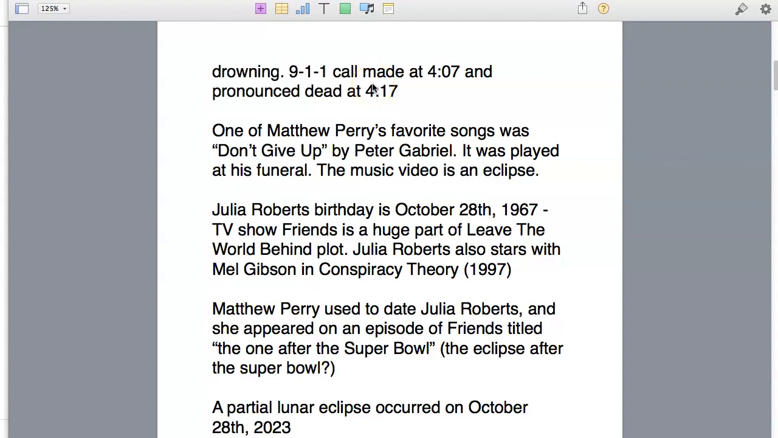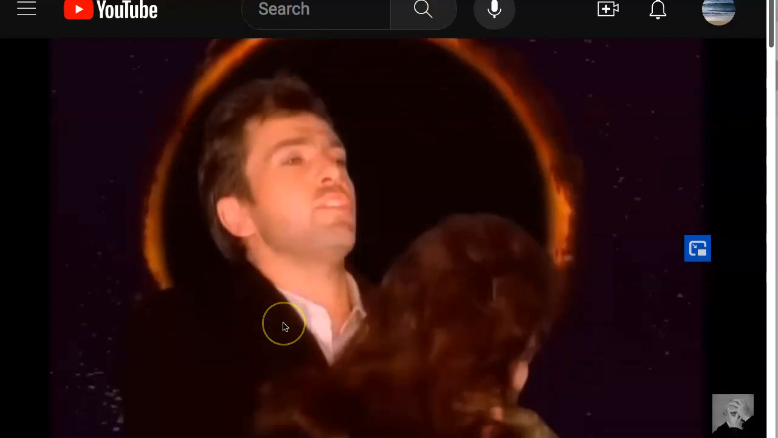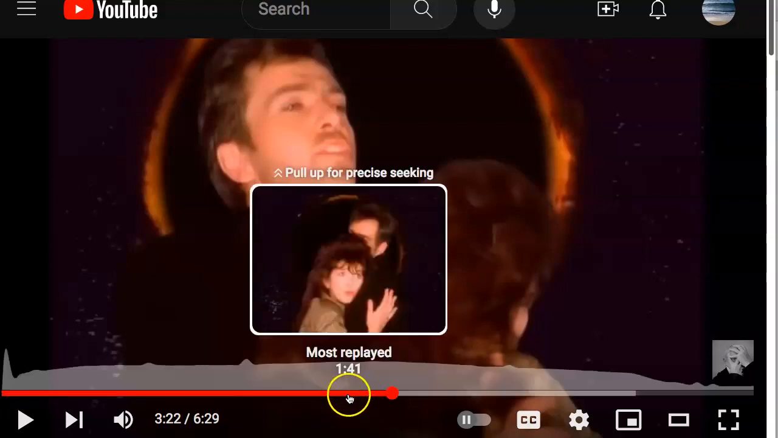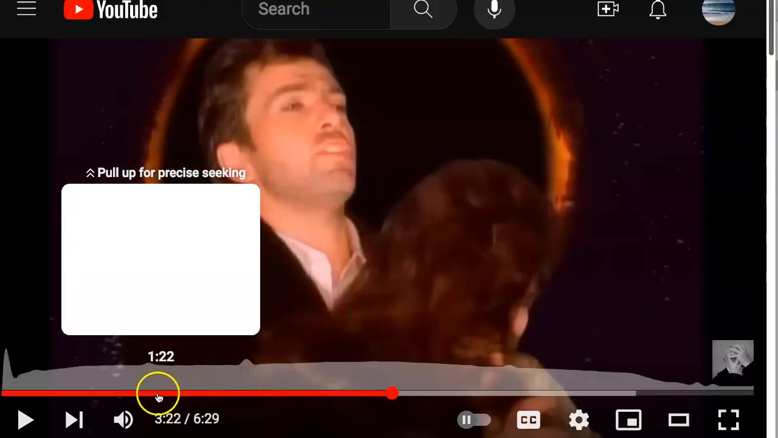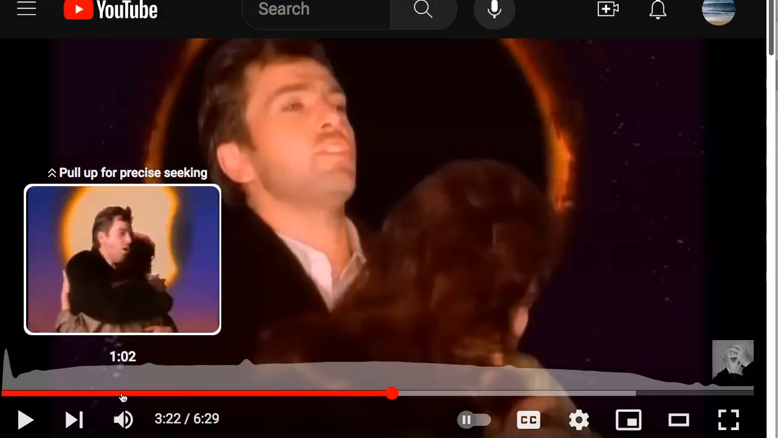One of Matthew Perry's favorite songs was Don't Give Up by Peter Gabriel. It was played at his funeral. The music video is an eclipse. And I actually have that up here because it was so crazy. And this is, let's see, randomly 3:22 into the video, about halfway through. But hopefully you can follow me tracking this down here so I don't have to play the whole 6-minute video.